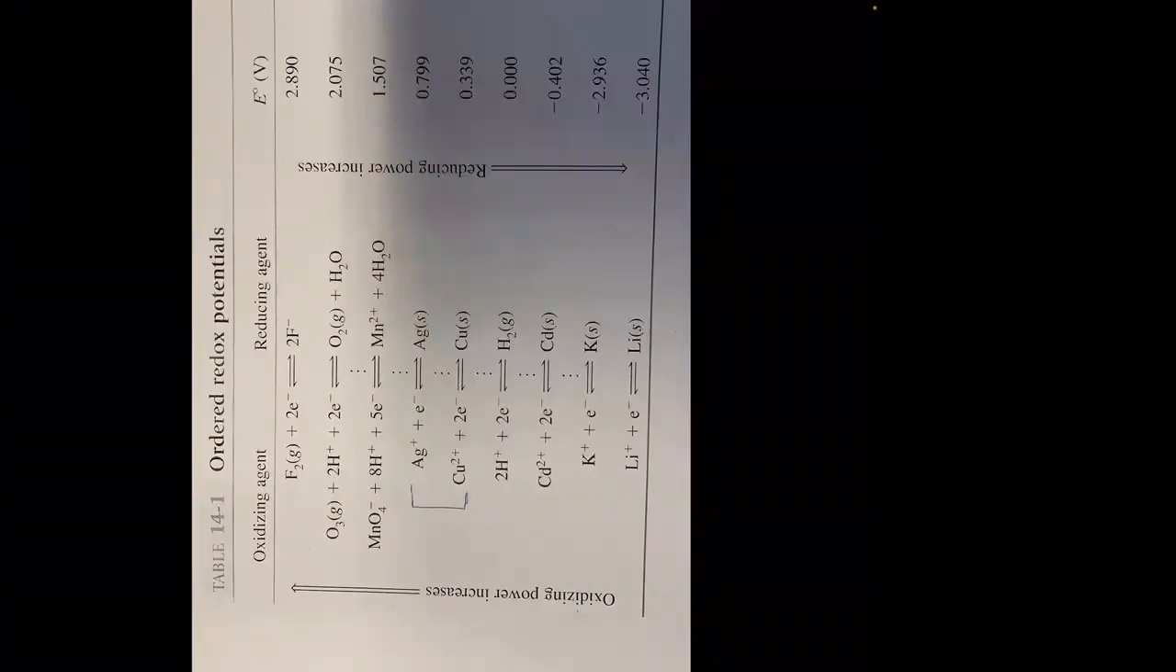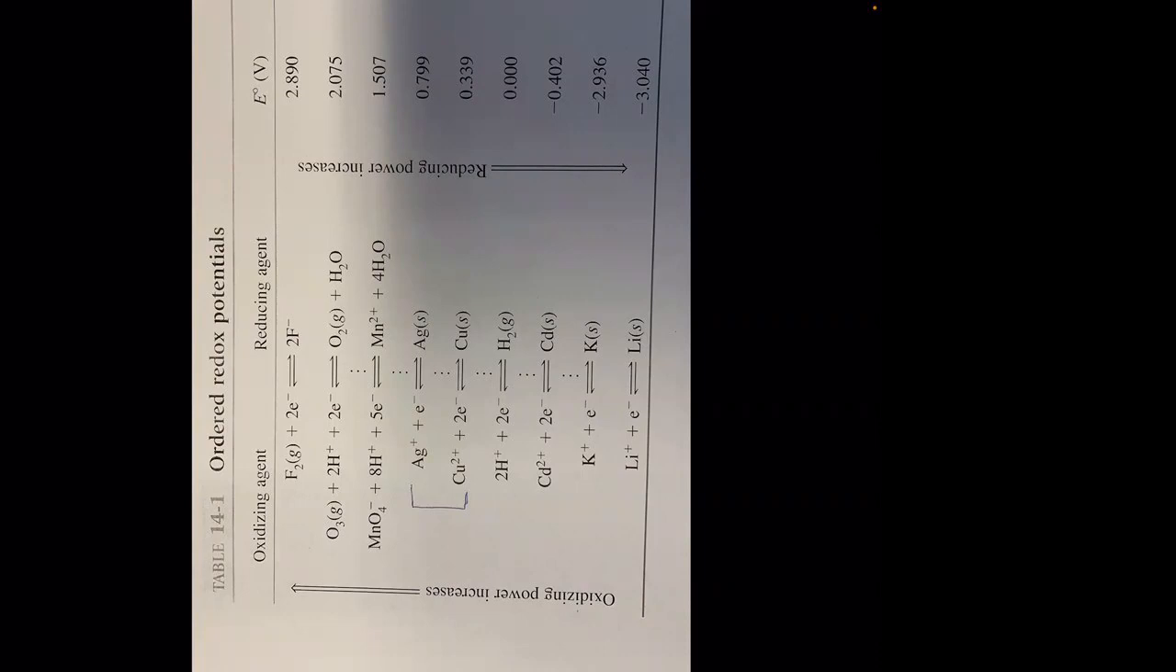So for example, the top one, the reduction of fluorine by 2 electrons to make 2 fluorides, has an E0 of positive 2.89. That's pretty positive. So that tells me if I see that half reaction, chances are good that's going to be a reduction, okay?